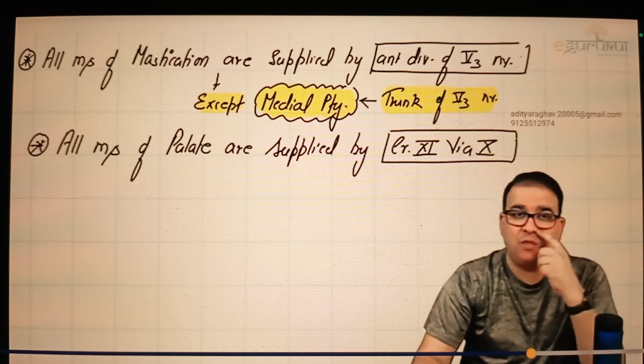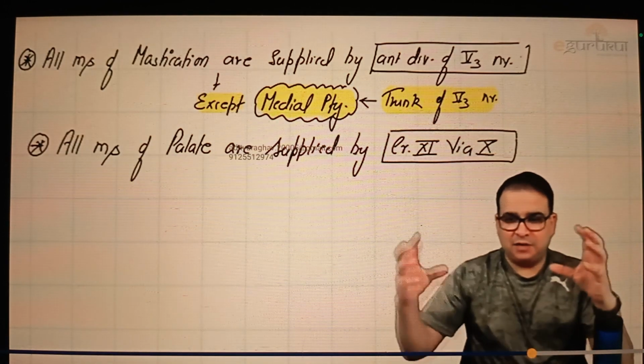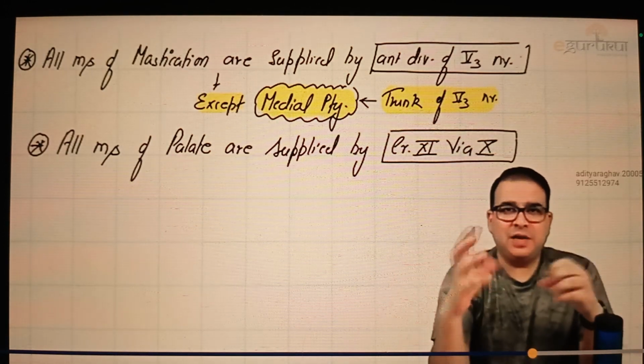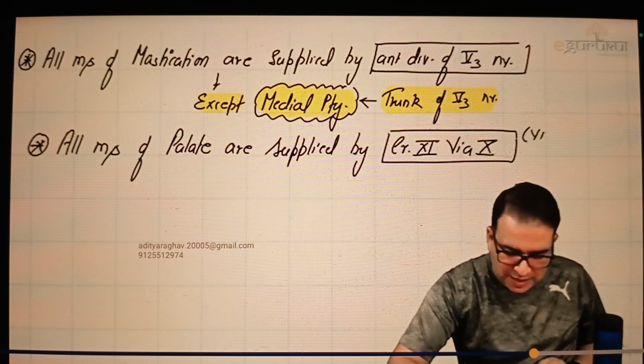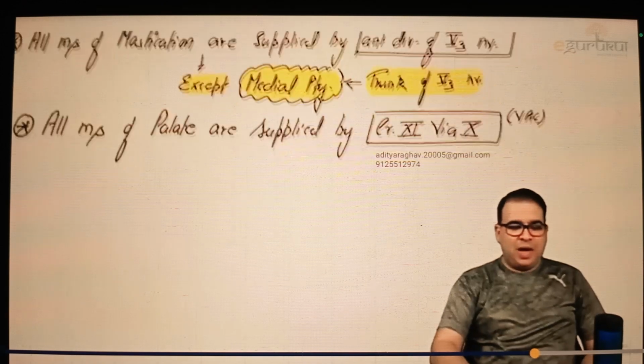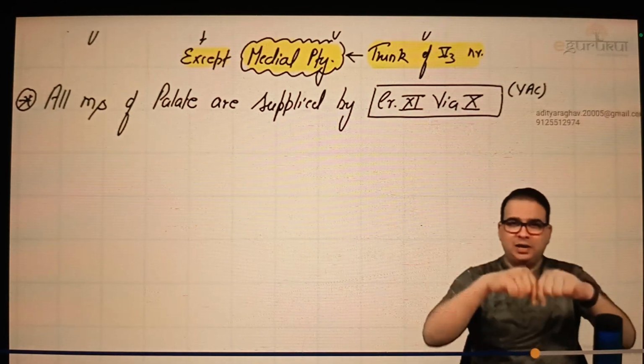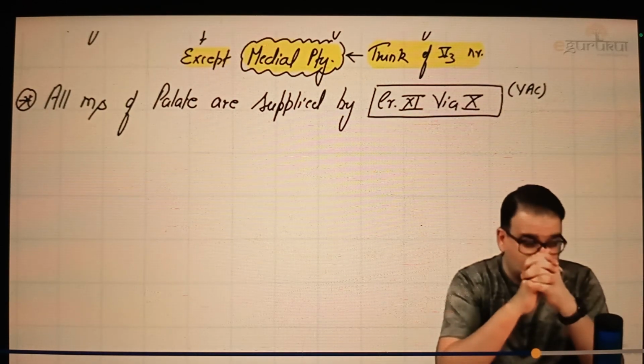You know, this cranial accessory via vagus is called the vago-accessory complex. The cranial accessory nerve uses the vagus nerve to supply the muscles, but this is also called the vago-accessory complex, a complex of vagus and accessory nerve. Either you say cranial accessory via vagus, or you can call it VAC, guys. You can write it somewhere separately. VAC means vago-accessory complex. Cranial accessory and vagus are joining, and that complex is also called the VAC.